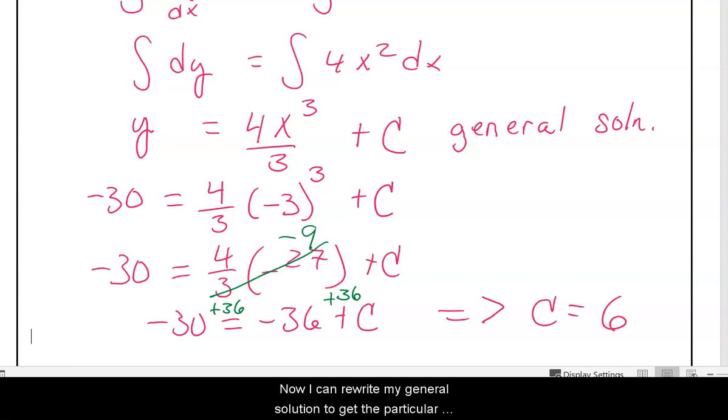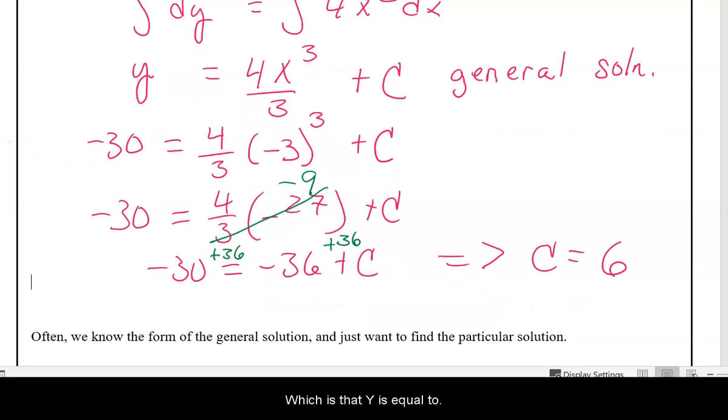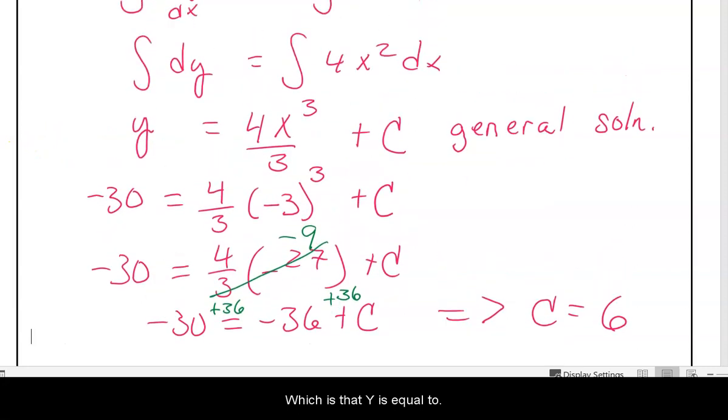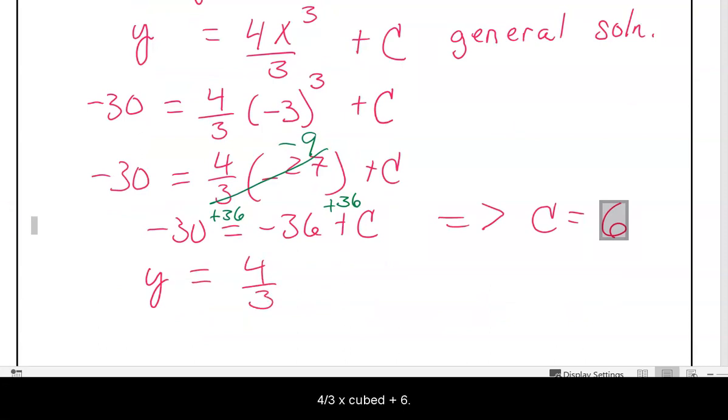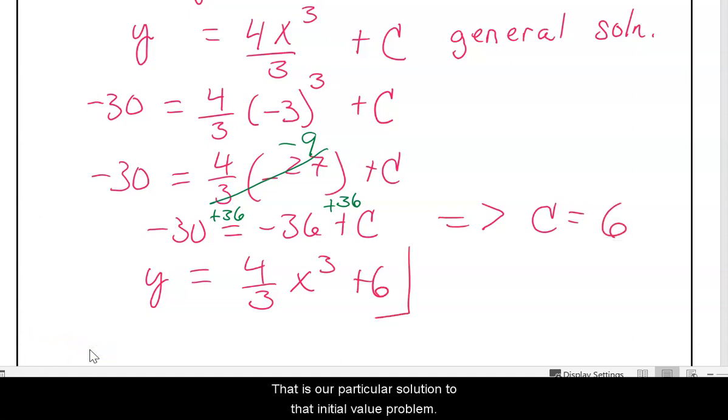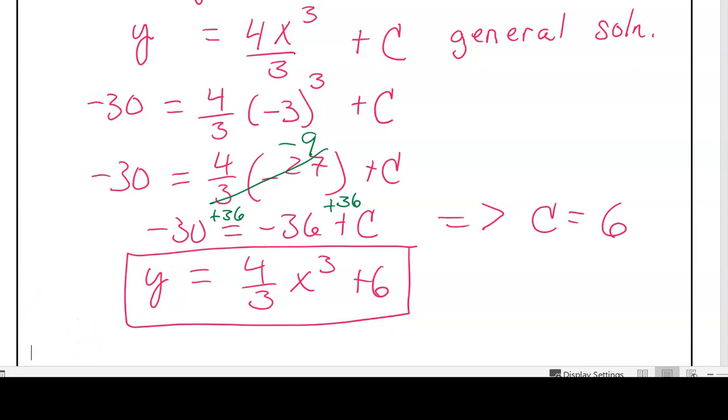Now I can rewrite my general solution to get the particular solution to this problem, which is that y is equal to 4/3 x cubed plus 6. That is our particular solution to that initial value problem.